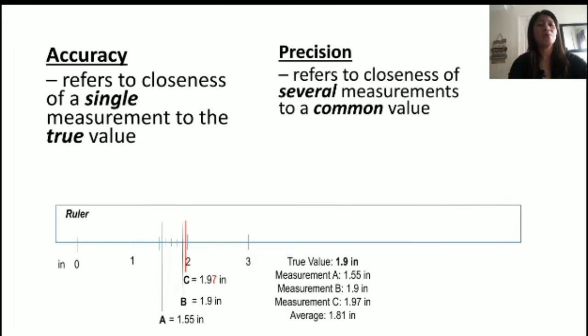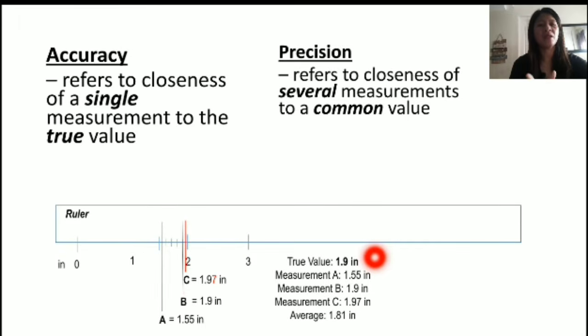And then you compare the closeness of the 3 measurements to the average or common value. The average is what we consider the common value. Are 1.55, 1.9, and 1.97 close to the same value or common value 1.81? Not all, because 1.55 is not too close to 1.81. So we cannot exactly say that the measurements are precise.